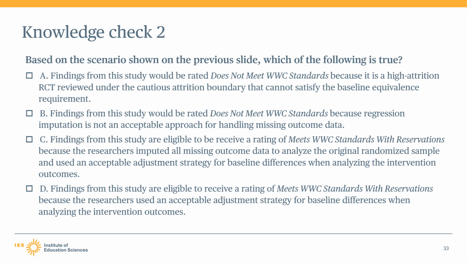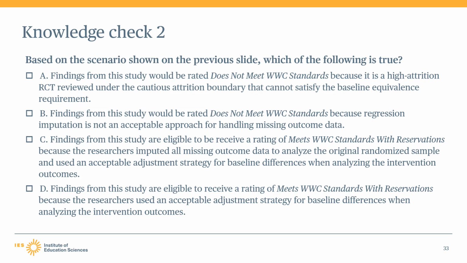A. Findings from the study would be rated does not meet WWC standards because it is a high attrition RCT reviewed under the cautious attrition boundary that cannot satisfy the baseline equivalence requirement. B. Findings from the study would be rated does not meet WWC standards because regression imputation is not an acceptable method for handling missing outcome data.